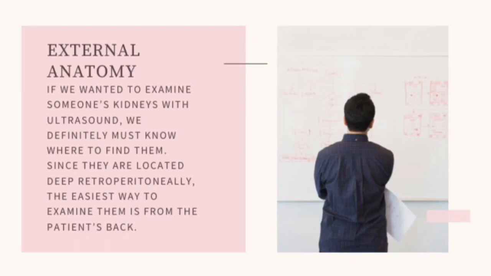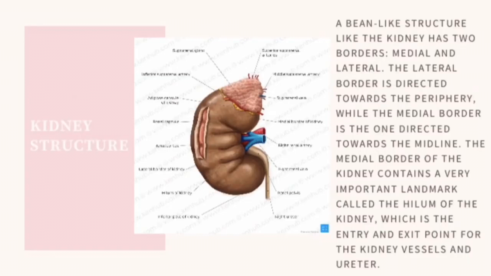So the hilum of the kidney usually projects at the level of the L2 vertebra. Thus the ureter is seen paravertebrally, starting from the L2 and going downwards. This is the overview of the kidney structure.